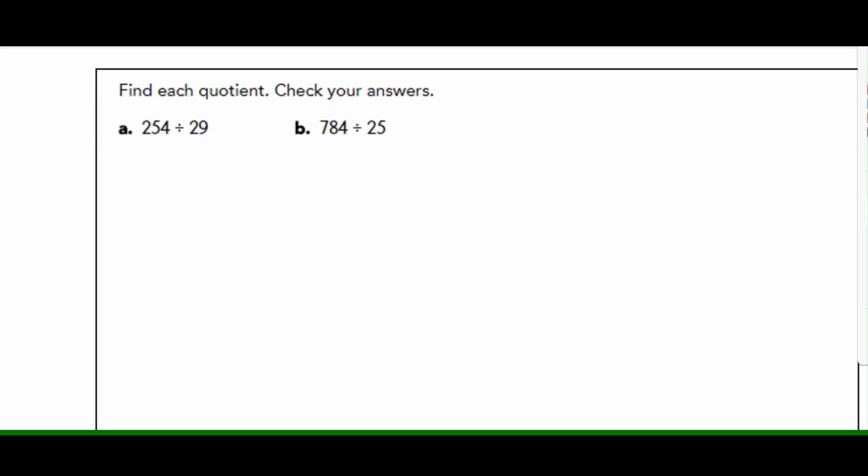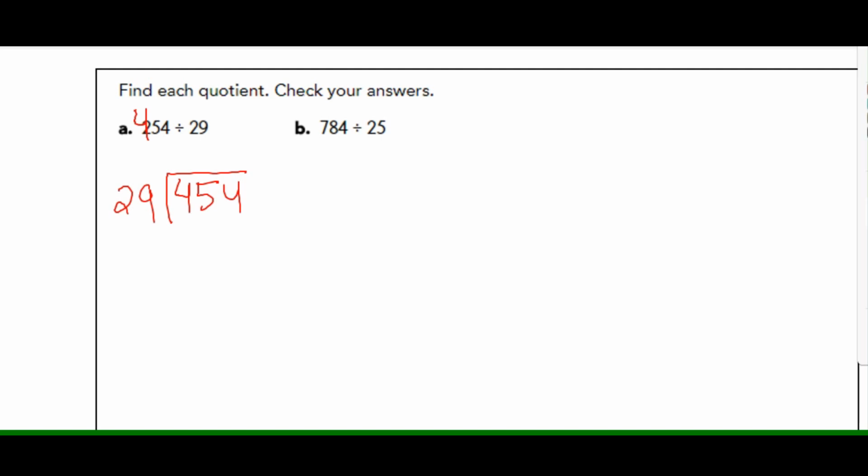So we have 254 divided by 29. Actually, I'm going to change this to 400. I want you to change this to 454 divided by 29. All right, so how would you write this in the standalone division? 454 divided by 29. So I'm going to use compatible numbers to figure out my answer.